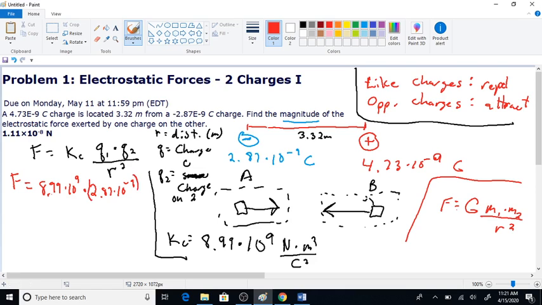So we're multiplying there, and we're going to multiply by one more. Okay, they're all in coulombs, and you can divide the whole thing by the distance squared, which is 3.32 squared. Okay, so now what does that get us? This gets us an F equal to 1.1072 times 10 to the negative 8 newtons.